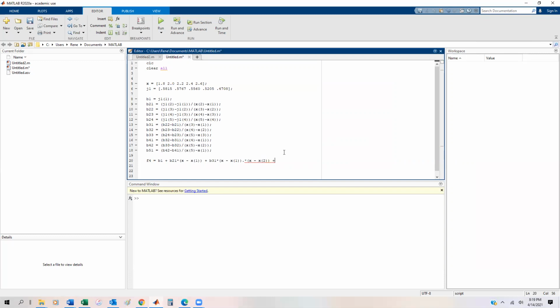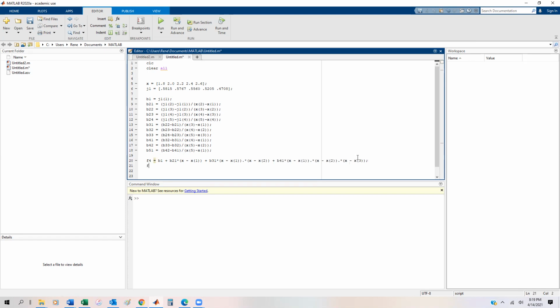Right? And then plus B41, and after this one I'm going to stop and I'll show you the trick that I was talking about, times, and I could just copy this because it's the same as before, and I'm going to say dot times, and another parenthesis there, and then dot times x minus x3. All right, now this is a third degree polynomial at this point.